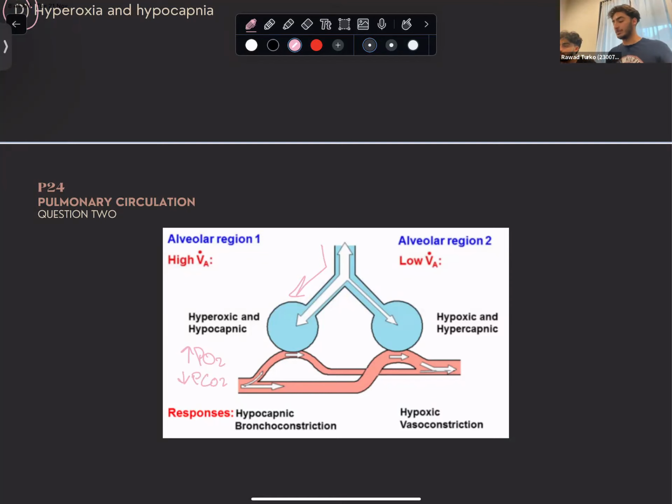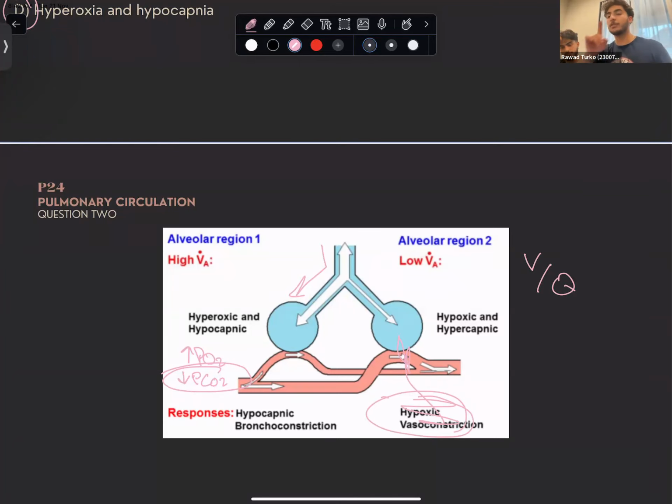What would the response be? Okay, you want to match. Do you guys remember that whole thing about VQ? Ventilation perfusion. Do you guys remember that? Ventilation perfusion.